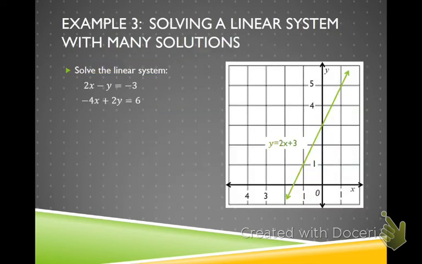If it's infinite solutions, we're going to have a scenario that looks like this. In example three, it gives me two equations. Don't pay any attention to the graphs just yet. I want you to write these equations side by side on your notes. Don't write them up and down. Write them side by side.